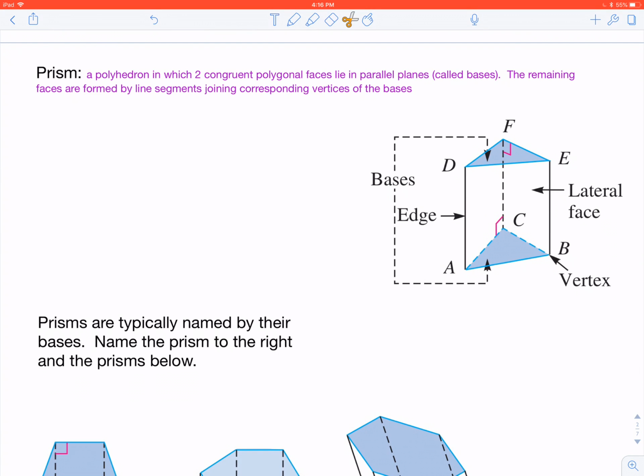Let me show you what we're talking about here. If you'll notice this picture below, I have a triangular face here, and in a parallel plane, there's another identical congruent triangular face. So I have two triangles in parallel planes. These are going to be called bases. The remaining faces are formed by line segments joining the corresponding vertices of the bases. And you can see here, I've got a line segment that joins those two vertices, and another line segment that joins those two vertices.